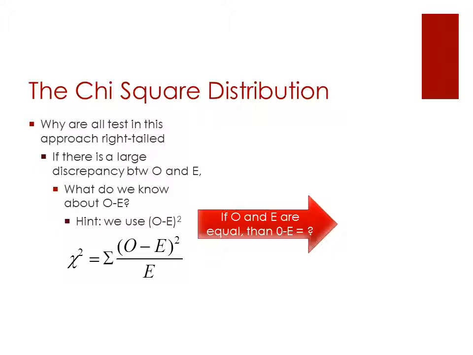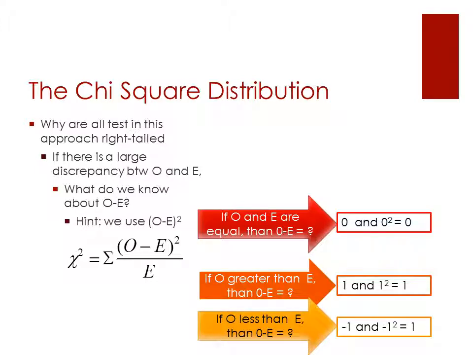If there was a large discrepancy between the observed and the expected, we need to think about what we would get as our output. Since we're using the observed minus the expected squared, if the observed and the expected are equal, then O minus E is going to equal what? Well, it's going to equal 0. And then if we square 0, we get 0. So that's the lowest possible number we can have.